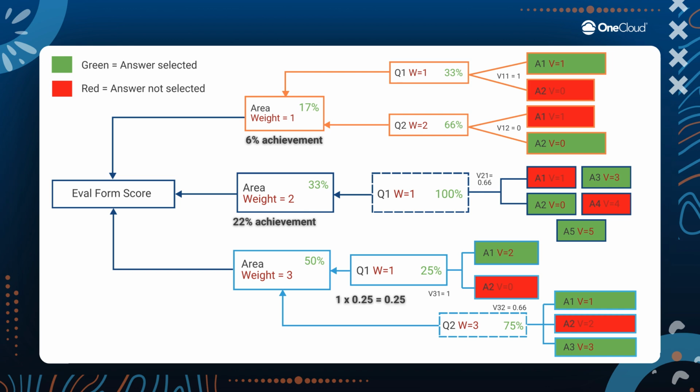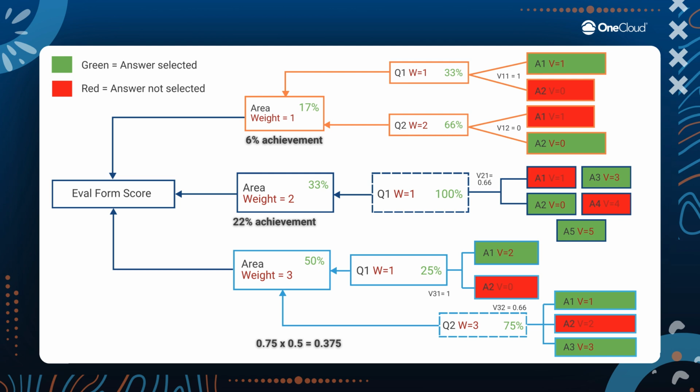If we multiply the V31 with the 25% weight, we get 25% value achievement out of the first question in the context of the whole area. If we multiply V32 of 0.66 with the second question's weight of 75%, we get 50% value achievement out of this question in the context of the whole area. Add the 25% from the first question and the 50% from the second question, and we get a total value achievement of 75% in this area.